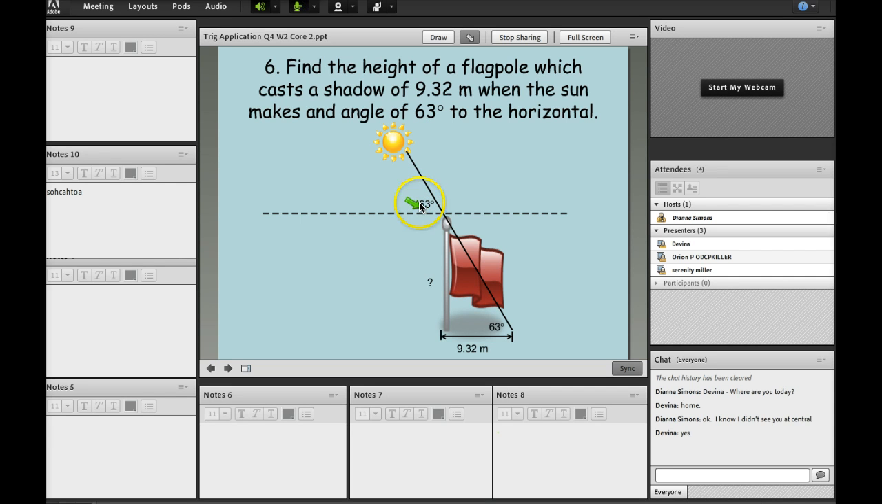Again, remember those opposite interior angles from geometry. So this and this are going to be the same. We know this. What we want to find is this. What are we going to use? Sine, cosine, or tangent? Think about your SOHCAHTOA. What are we going to use? Sine, cosine, or tangent?